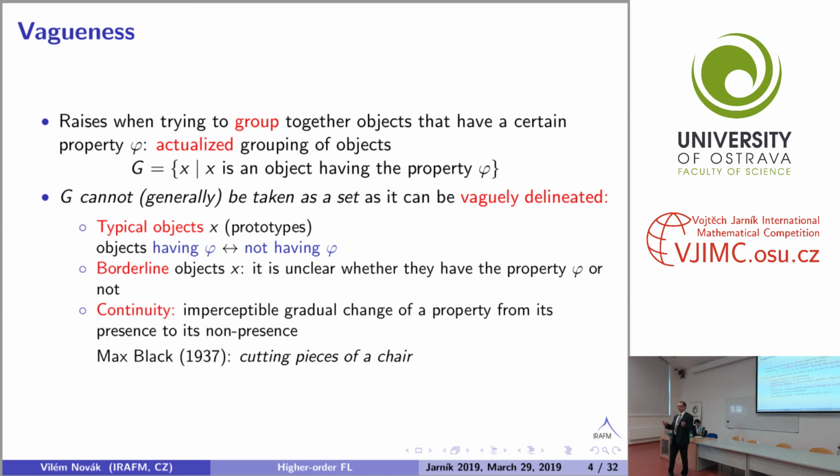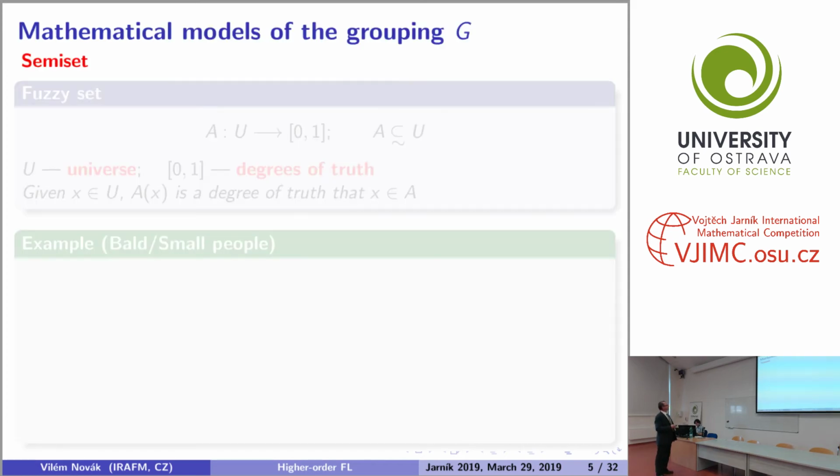And this is typical. Simply, there is no abrupt change from having the property or not having the property phi. You are running through borderline objects, and you suddenly come from phi to not phi, and you don't know when. You cannot determine that. So now the question is how to model such a phenomenon.